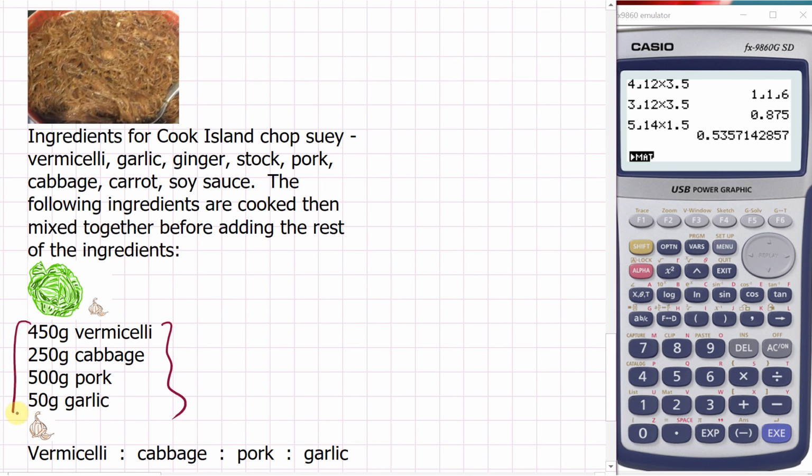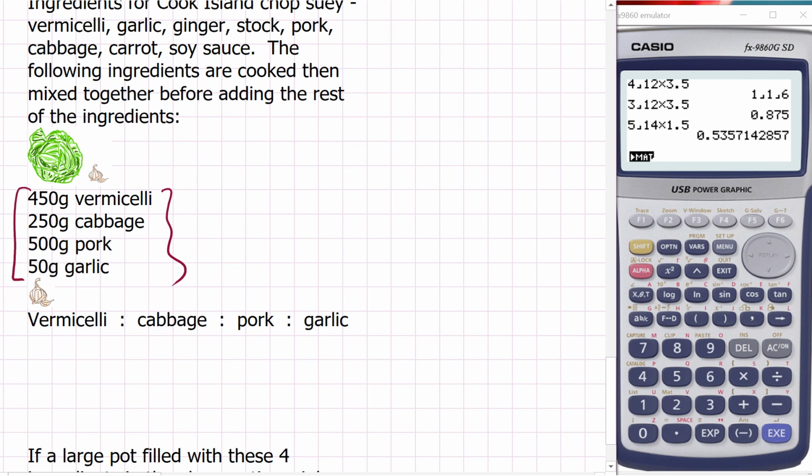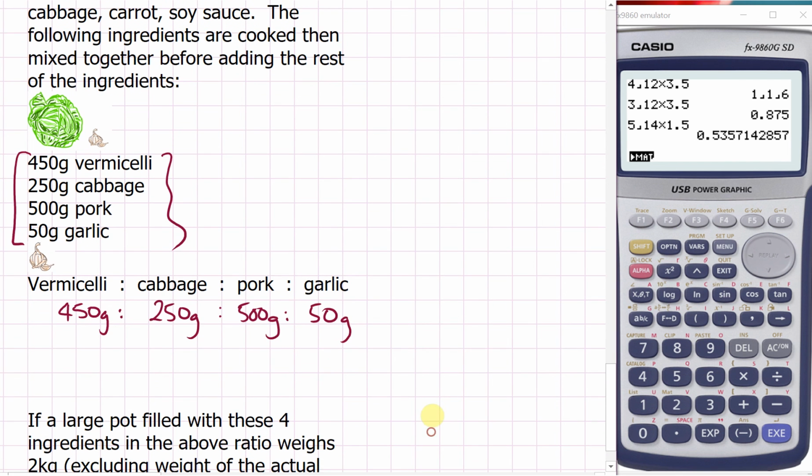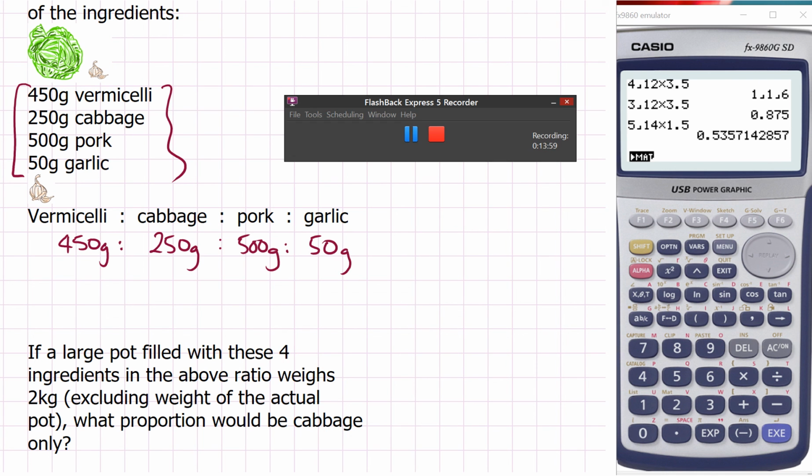And here are the amounts that you would use. So we would write the ratio out in this way. So vermicelli, cabbage, pork, garlic, and we're going to put the amounts underneath each one. So 450 grams of vermicelli, 250 cabbage, 500 of pork, and 50 grams of garlic. So having written this ratio here, see if you can go ahead and simplify this ratio and then answer this question. So pause the video now and have a go.